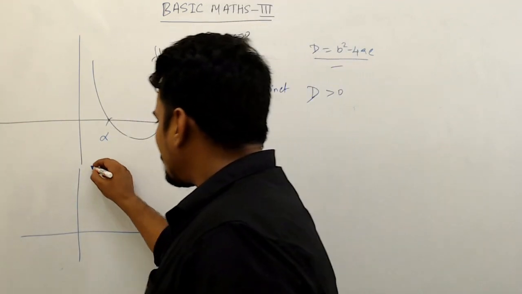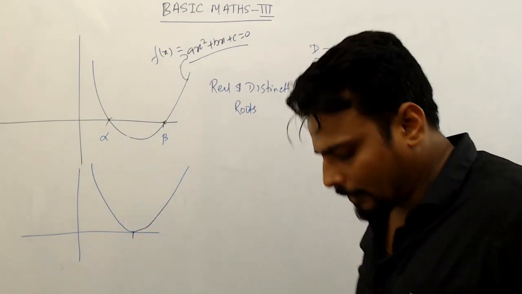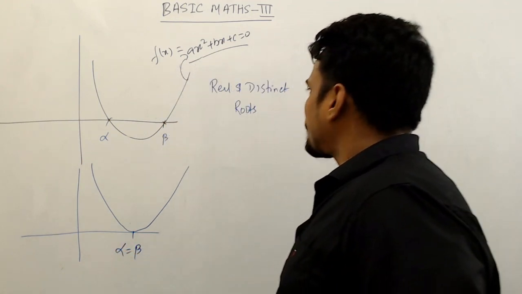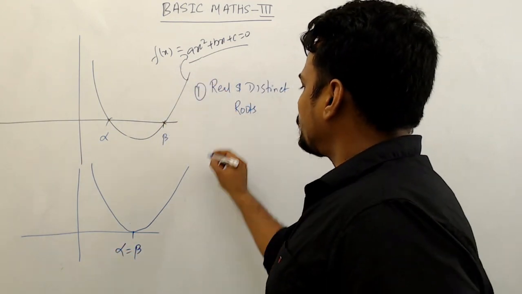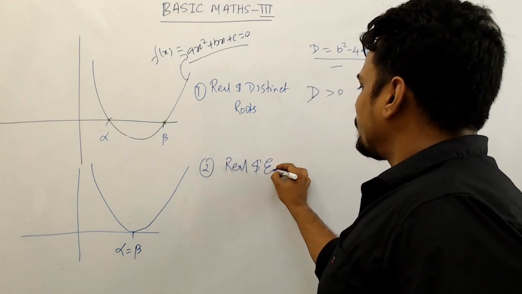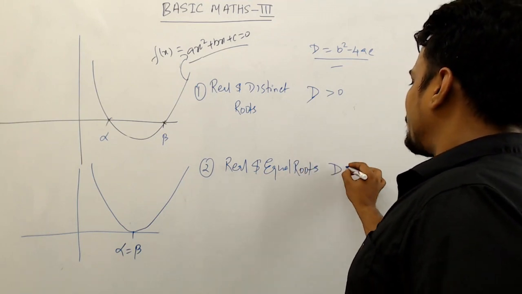There could be cases when the graph would come like this, would just touch it and go back at a single point. So alpha and beta are both here only. So that is alpha will be equal to beta. So that is the case number 2 when we have real and equal roots. Both the roots are real and equal, and that is possible when d is equal to 0.